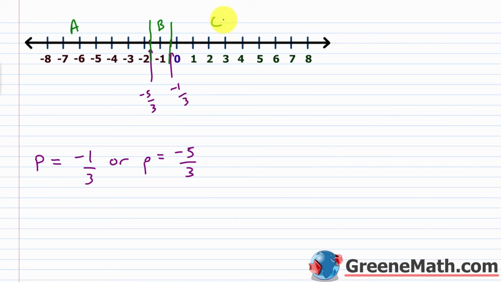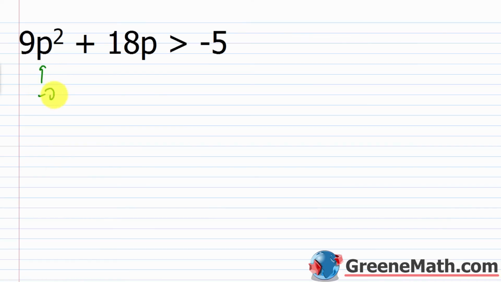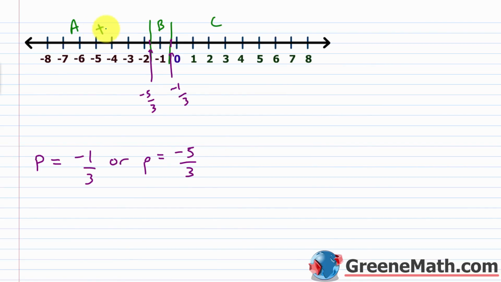So again, you want to use just a little test point from each one. So in region A, I can just pick negative 2. I plug in a negative 2 for p in the original inequality. Let's see what we get. Negative 2 squared is 4. 9 times 4 is 36. Plus 18 times negative 2 is negative 36. So 36 plus negative 36 is 0. You get 0 is greater than negative 5, which is true. So this is true.